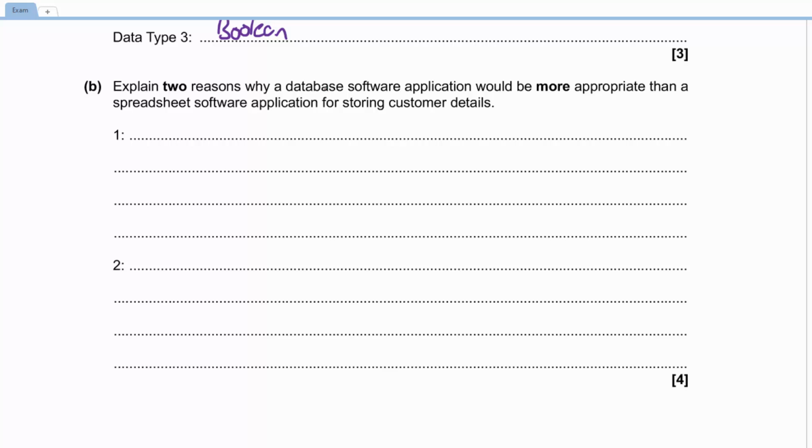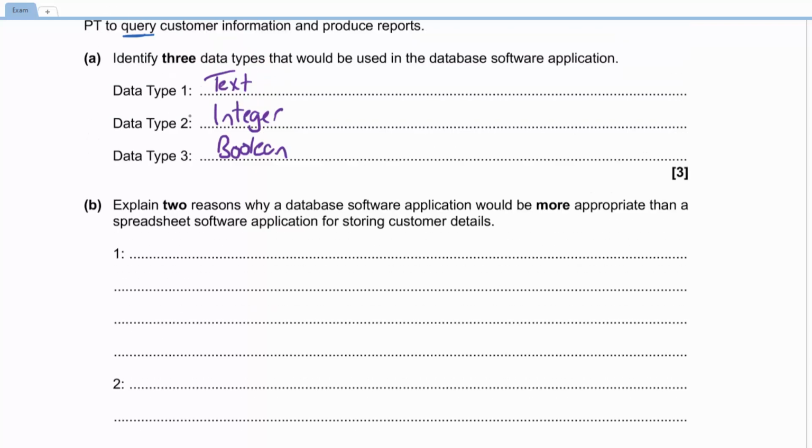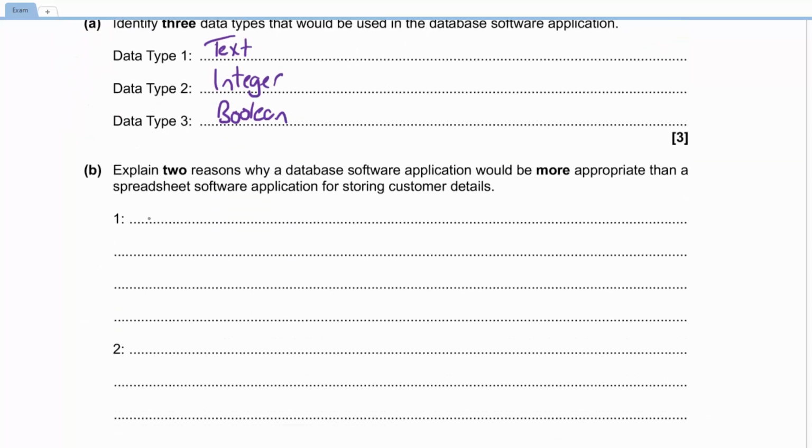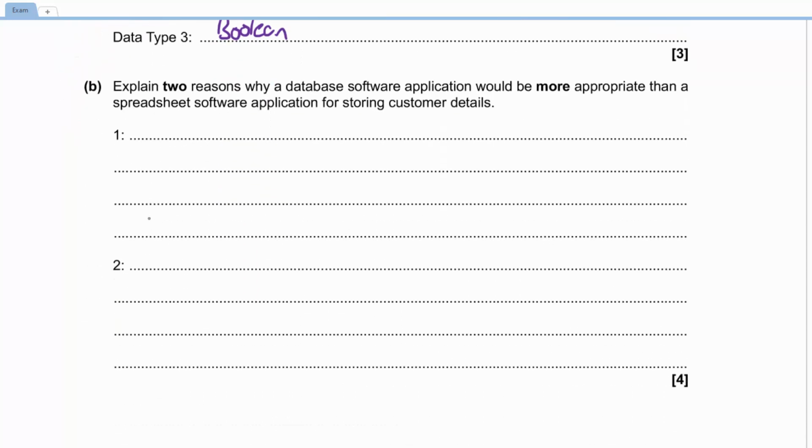Now we must explain 2 reasons why a database software application would be more appropriate than a spreadsheet software application for storing customer details. So we've got to make sure the reasons we put here are different to ones which also exist in spreadsheets. So for example, you can sort in a database, but that's also in a spreadsheet. You can also validate in a database, you can also do that in a spreadsheet. So it's got to be unique to a database. So what is unique is what I mentioned above actually about querying. So querying is searching. You can do it in spreadsheets, but it's much more clunky. So a query is definitely a good reason for using a database.